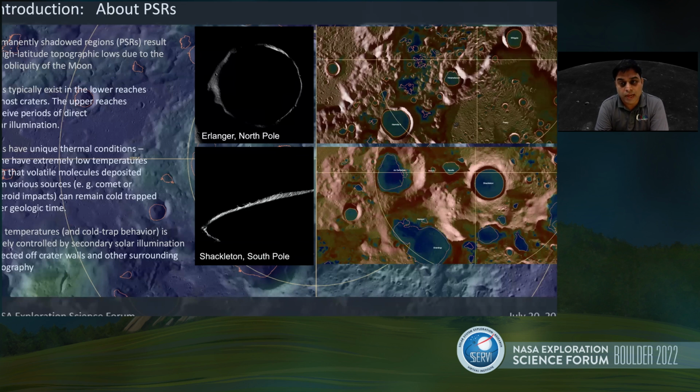While the upper parts of the crater rims get periods of direct illumination, the PSRs have unique thermal conditions, and quite a few of them actually have really low temperatures, which make them so interesting, right?